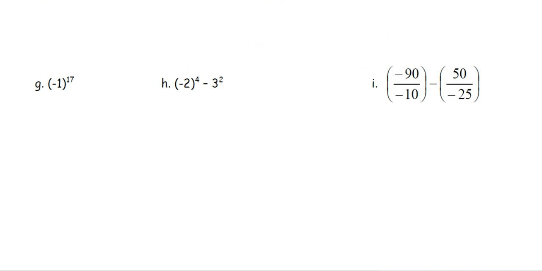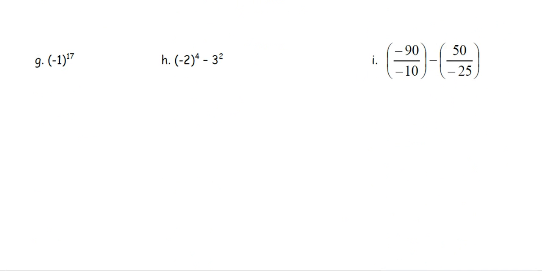Alright, let's move on to question 4G here. 4G is negative 1 to the power of 17. This is a good question here. So if you did this the long way, this is the same thing as negative 1 times negative 1 times negative 1 times negative 1 times negative 1 all the way until you do it 17 times.